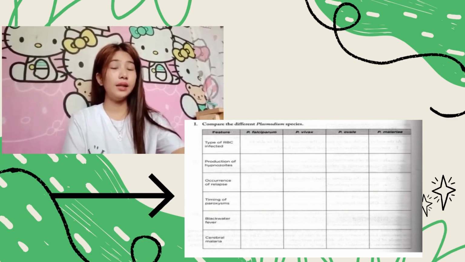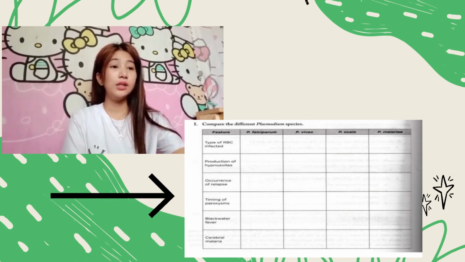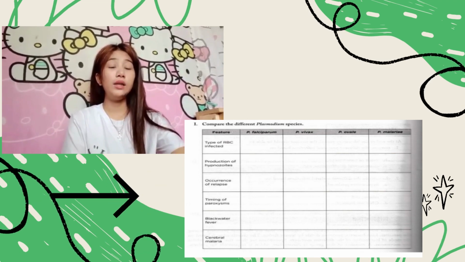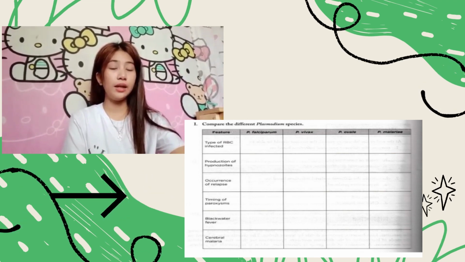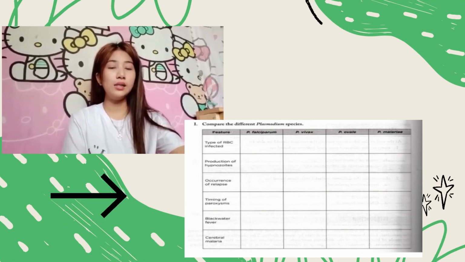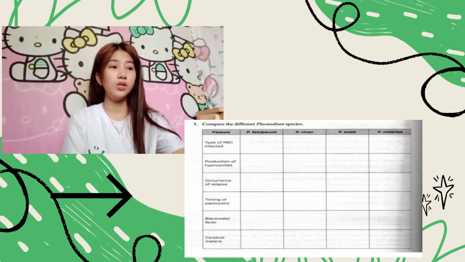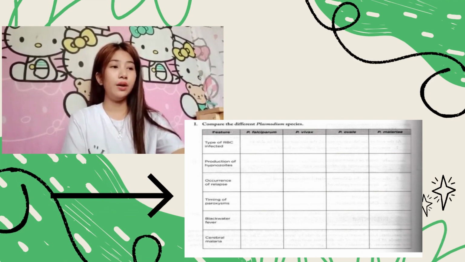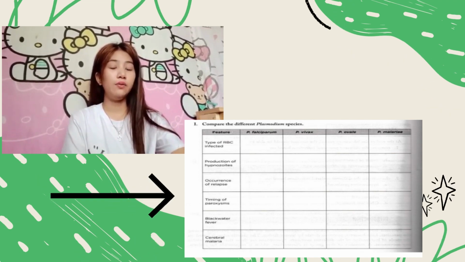For the parasite Entamoeba histolytica, the source of infection is contaminated food and water, while the mode of transmission is the fecal-oral route, and the characteristic manifestation is occasional diarrhea, weight loss, fatigue, right upper quadrant pain, and fever.